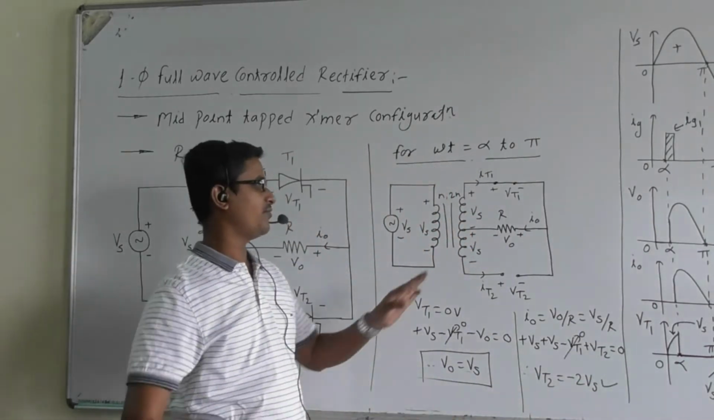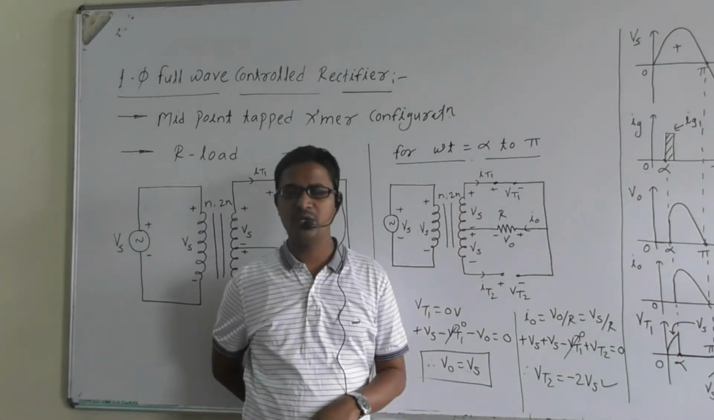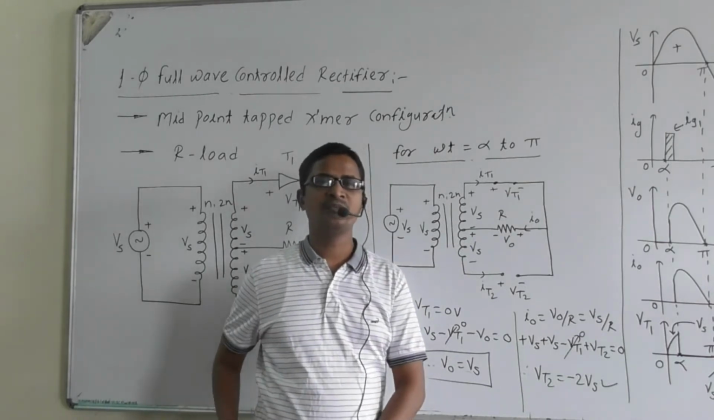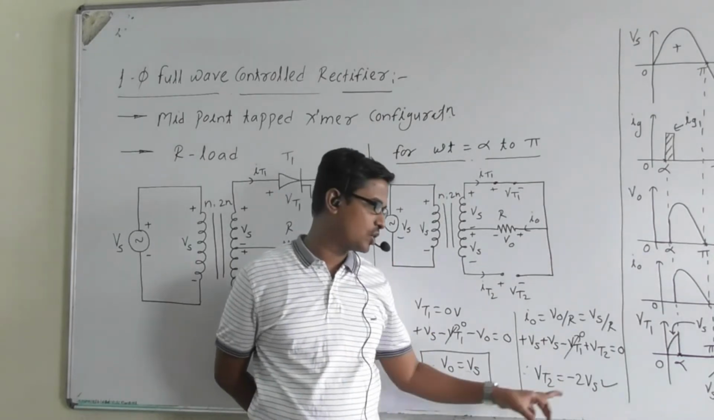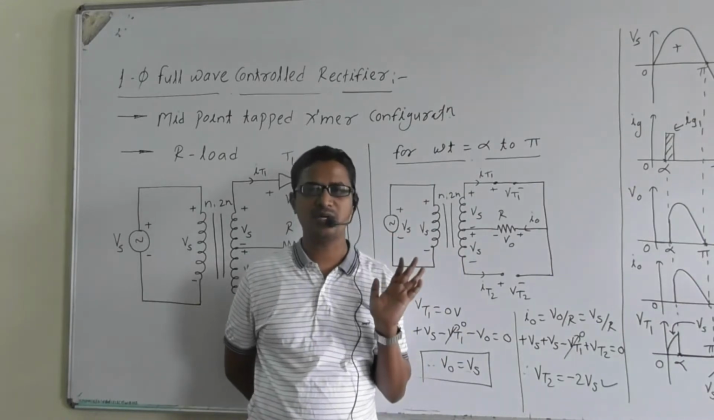So please be careful in the conclusion. Can we say that out of the two thyristors, when one thyristor is in the on state and the second one is in the off state, the voltage that will appear across the second thyristor is equal to 2 times the supply voltage, minus 2 Vs? Are you getting the point?